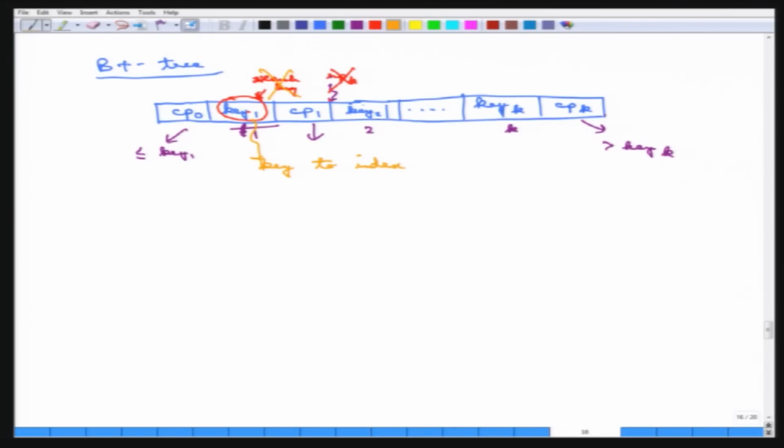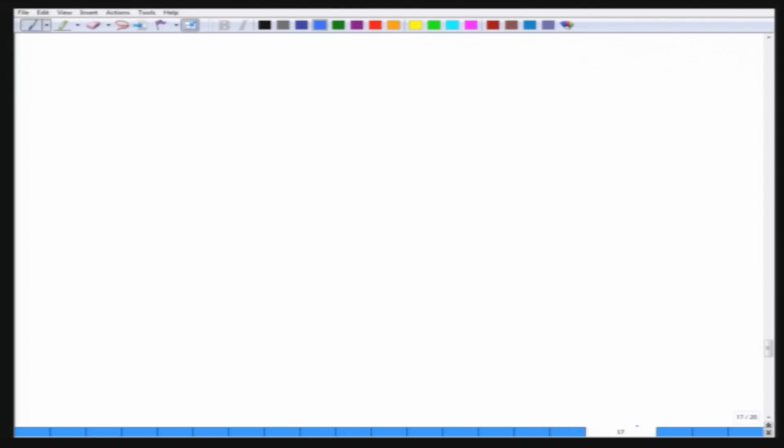Now, everything else remains the same as a B tree. So, it is balanced and everything is in the leaf, and it can have an order theta. That means it can have between theta to 2 theta keys, the same thing. Now, how to calculate the order of a B tree or a B plus tree?